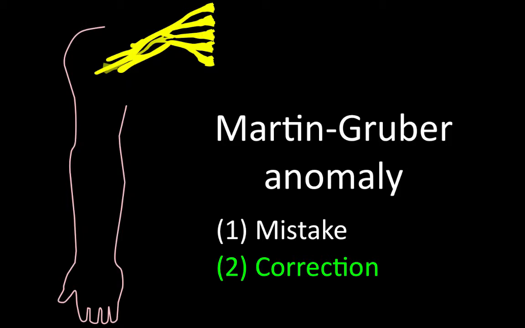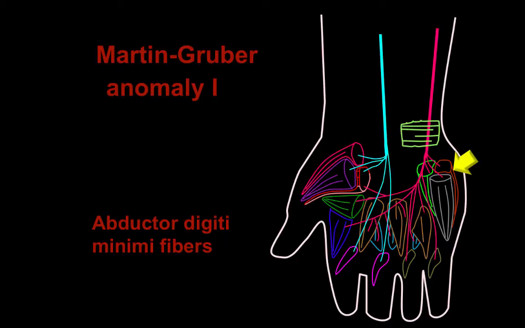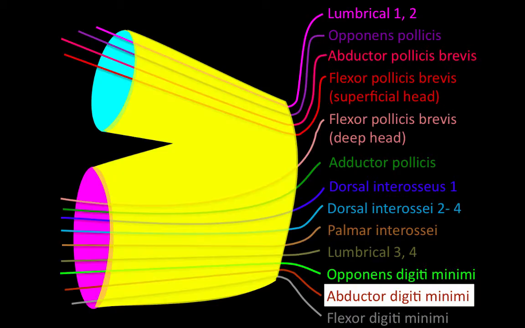In the previous few slides, I explained the relevant details of Martin-Gruber anomalies type 1A and B. I will now summarize our discussion of types 1A and B and contrast them in relation to Martin-Gruber types 2 and 3. Martin-Gruber type 1 involves the abductor digiti minimi fibers. The fibers for the abductor digiti minimi, usually at the distal most region of the medial cord, take the medial branch, thus reaching the ulnar nerve.